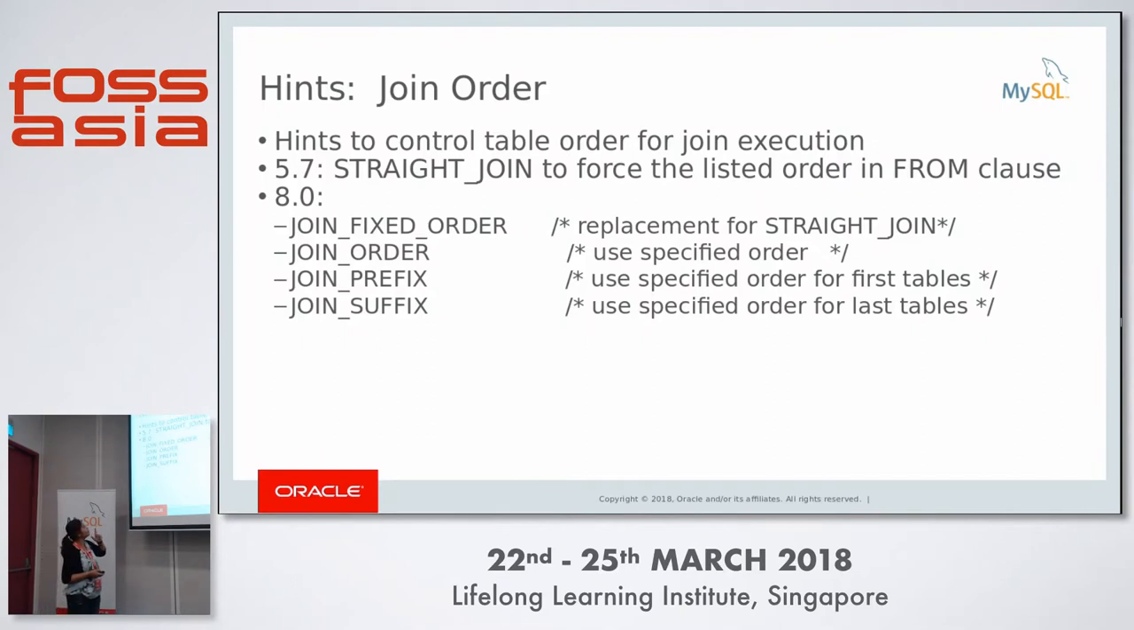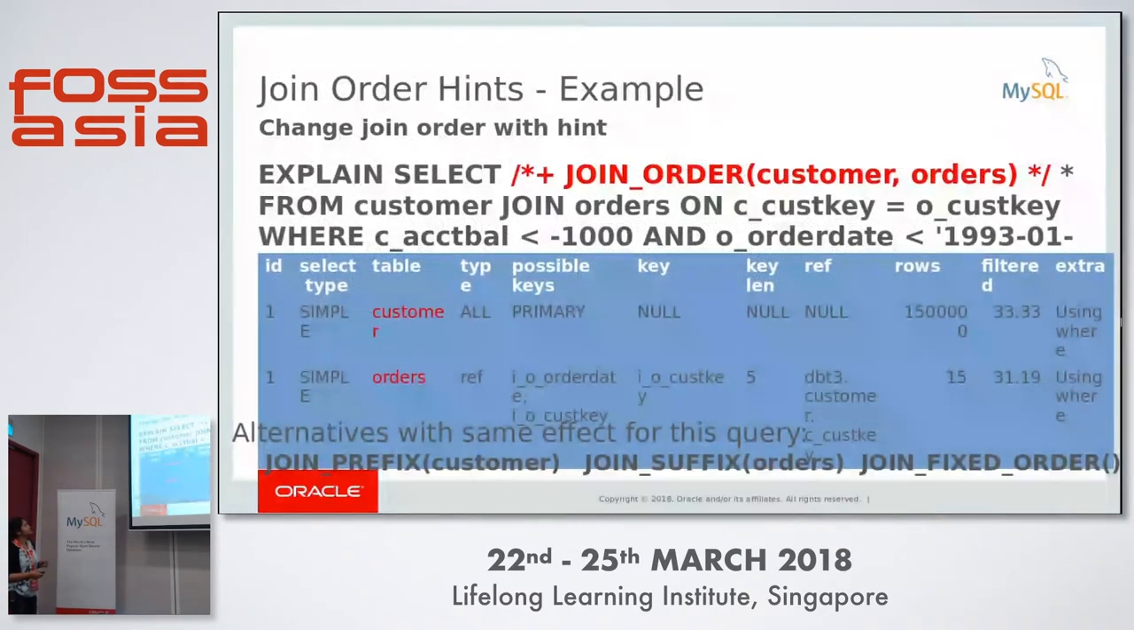We now have a couple of hints for join order specification. So fixed order and join order, you can specify a prefix for the entire join that you have, or a suffix, and so on and so forth. I have an example you can see here.